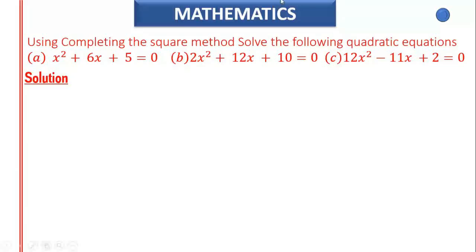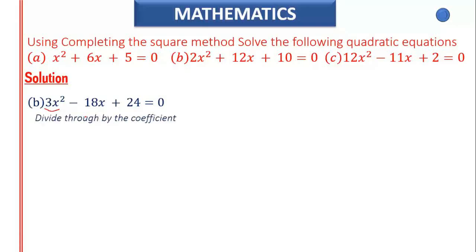Let's go to the second question: 3x squared minus 18x plus 24. This is a little different from the first question in that the x squared has a coefficient. When the x squared has a coefficient, the first step will not be to take the constant term to the other side. The first step will be to divide through by 3, the coefficient of x squared. That means you're going to have this as shown here.